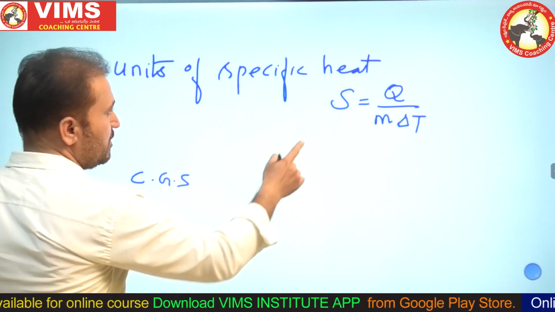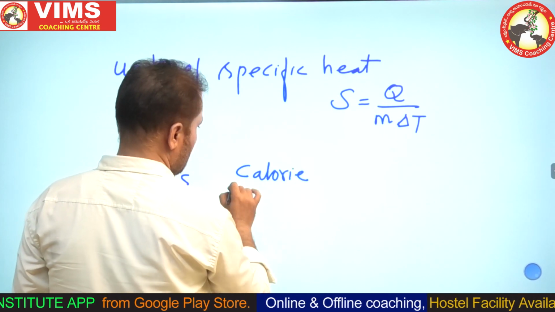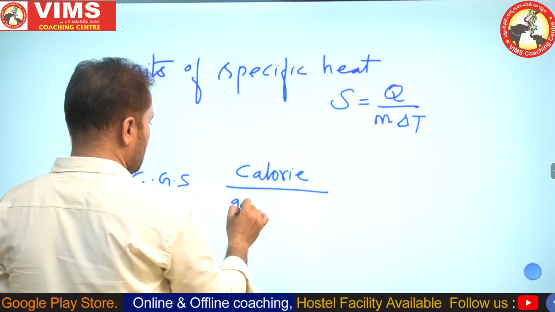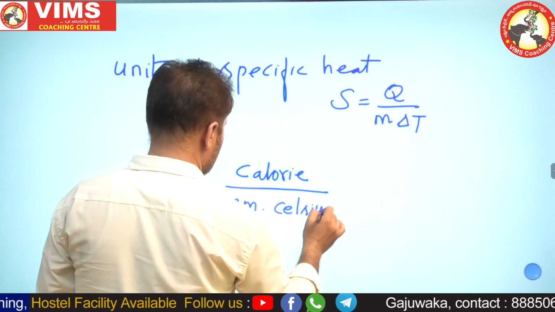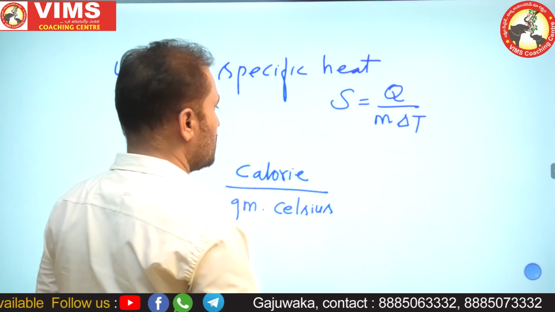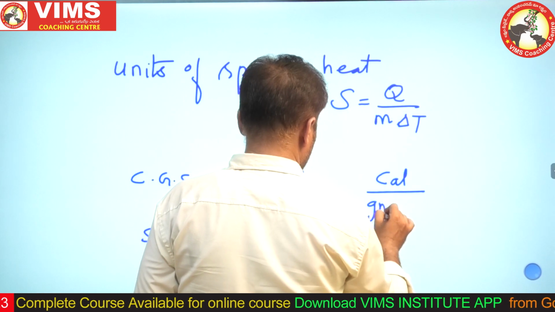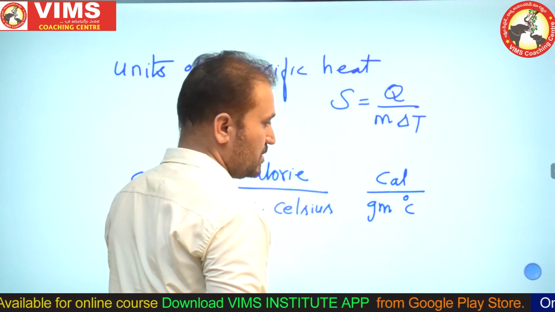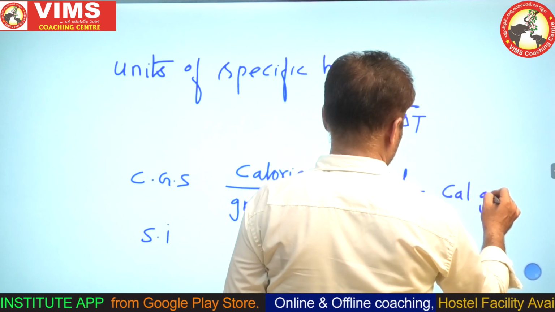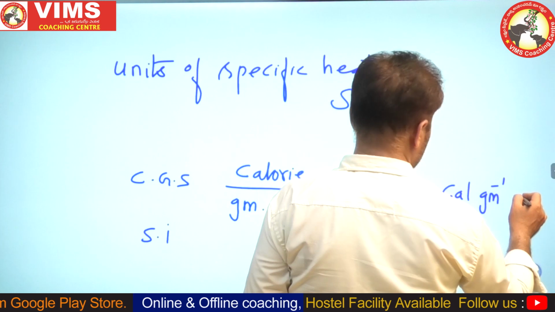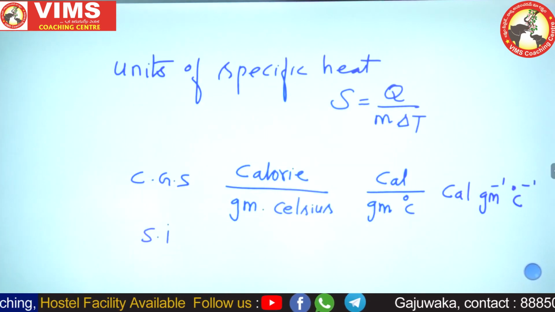Let us see its CGS unit. Q is measured in what? Calories. M is measured in what? Grams. Temperature is measured in what? Celsius. In short form we can also write cal per gram degree Celsius. This can also be written as cal gram inverse Celsius inverse. So this is the CGS unit.